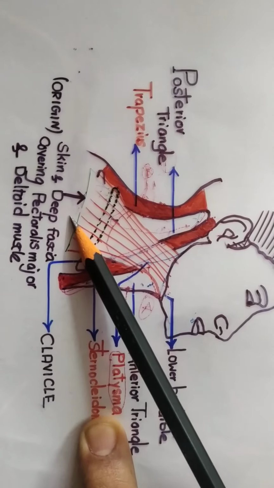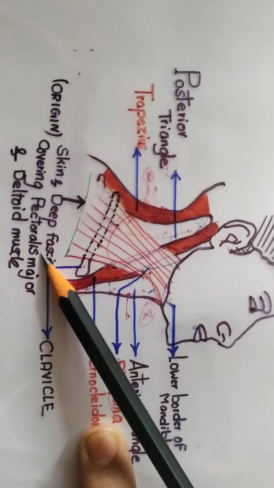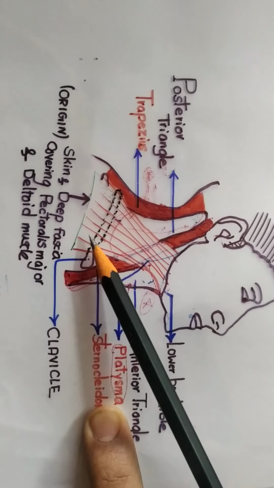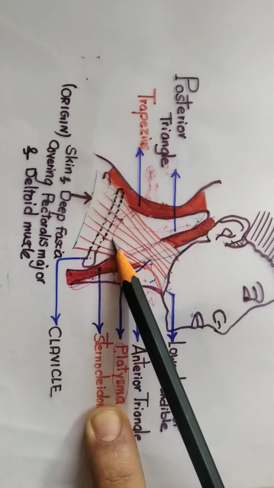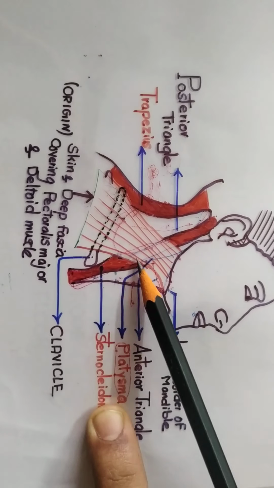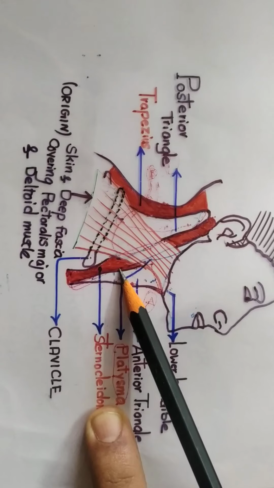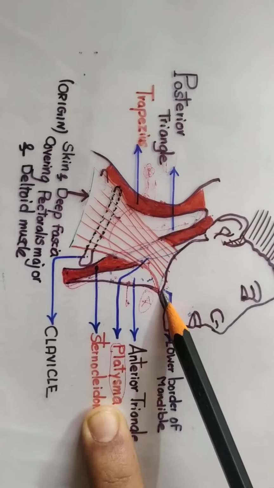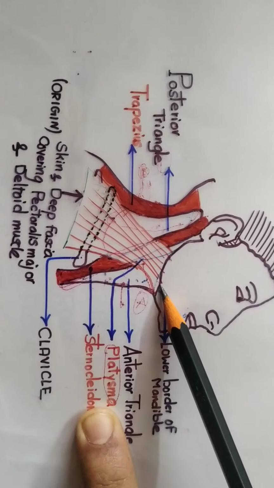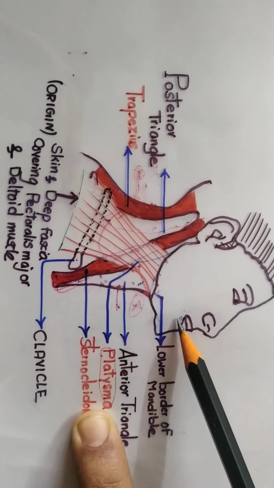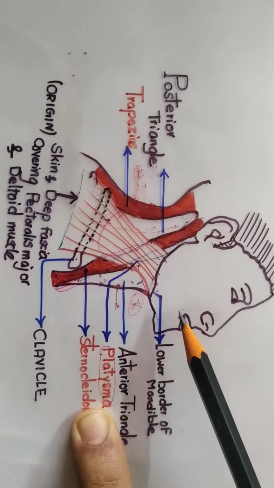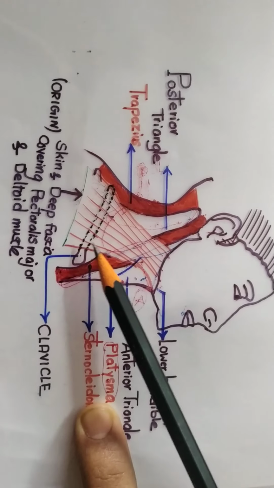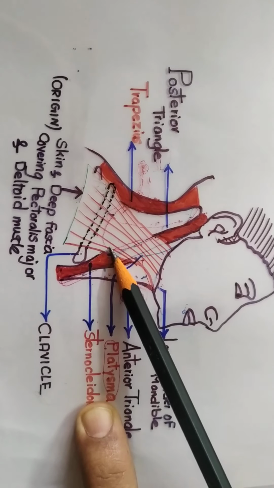Origin is going to come from the skin and deep fascia covering the pectoralis major muscle and deltoid muscle. The muscle fibers sweep upwards and forwards. These muscle fibers are going to pass superficial to the sternocleidomastoid muscle. These muscle fibers are going to insert into the lower border of the body of the mandible and the angle of the mouth. Once you have discussed origin and insertion, we should talk about nerve supply of platysma.